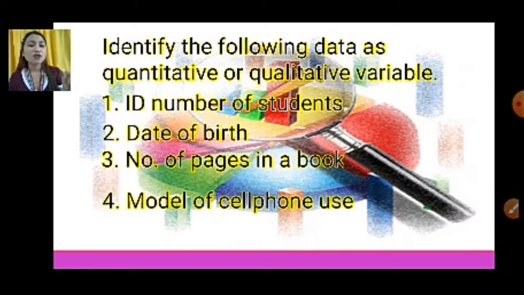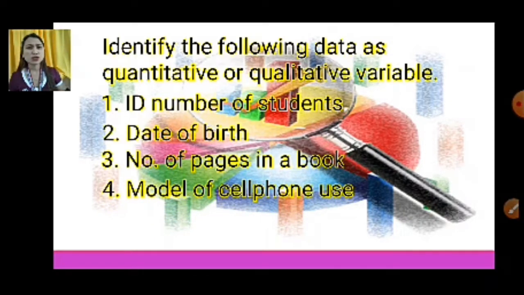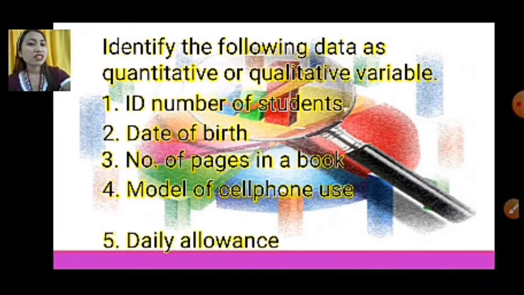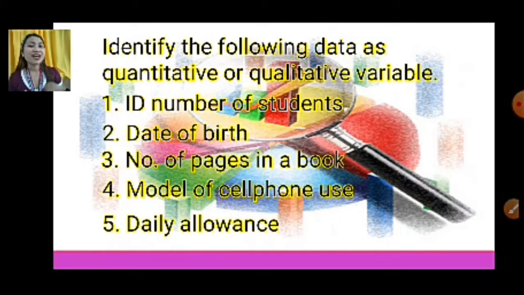Next one, number 4, we have model of cell phone used. You students use models of cell phone like Samsung, Oppo, Vivo, iPhone. There are a lot of models of cell phone nowadays. So, is model of cell phone a quantitative or qualitative variable? The last one is daily allowance. I hope you have allowance with you, even though you are just studying in your home. So, daily allowance. Is it a quantitative or qualitative variable? Don't cheat because you are just there in your houses.